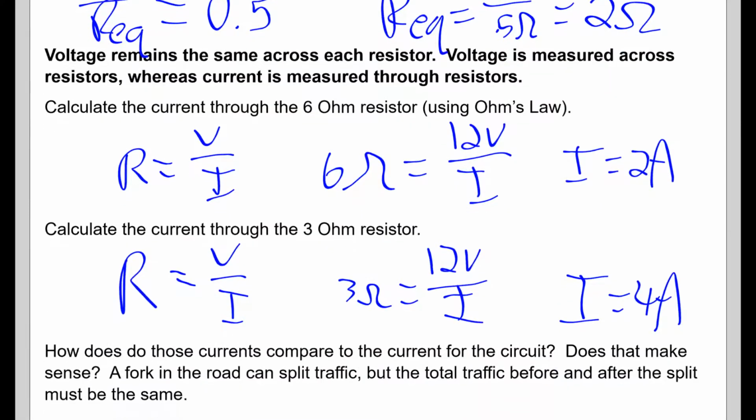So how do they compare? The total current is 6 amps. I have 2 amps going through one, 4 amps going through the other one. Combined, they give me 6. So overall, for any parallel circuit, the currents are going to add up. I equals I1 plus I2 plus I3, however many you have.